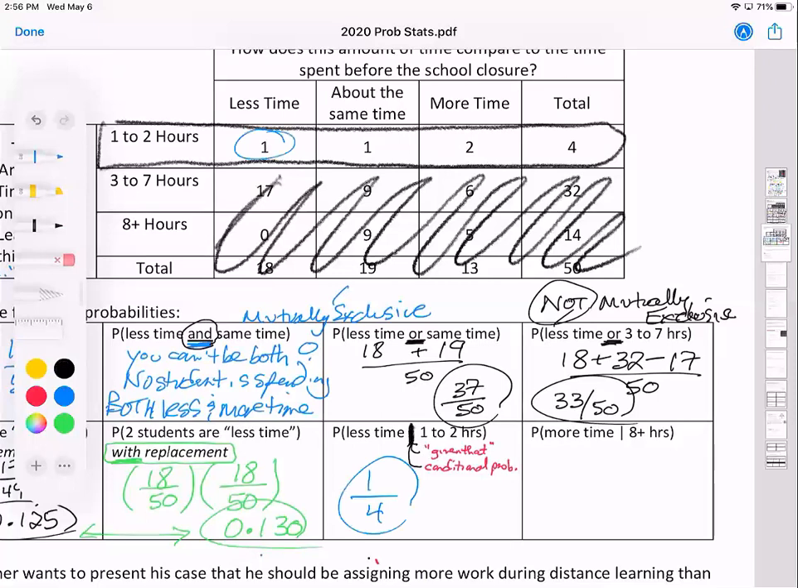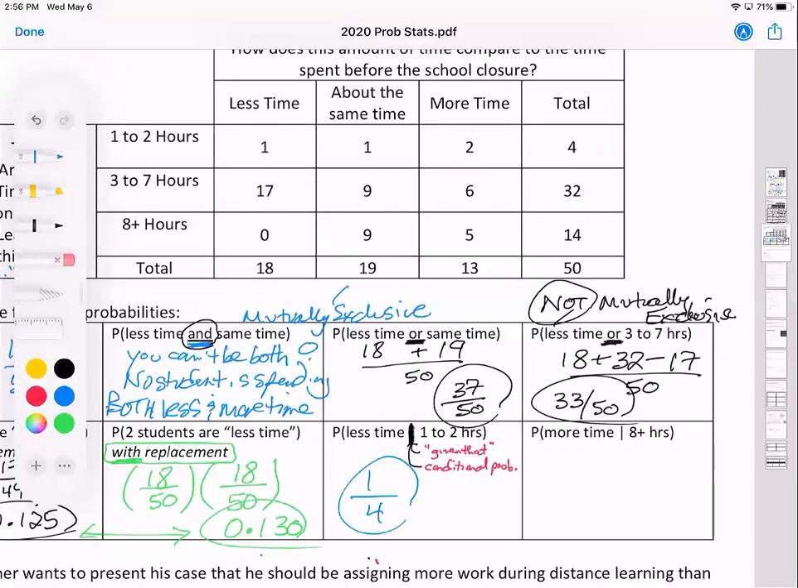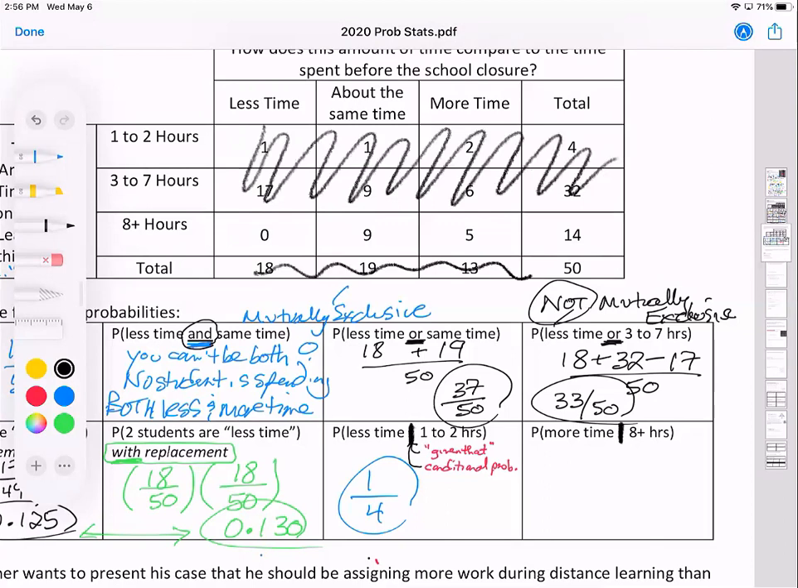Okay, let me erase this. Why don't you pause the video and see, can you answer this next conditional probability? So first, what should we get rid of? Well, our condition is the 8+ hours is what we want. So we're going to get rid of everything that isn't in that row of 8+ hours. So we're just looking at these guys. And more time is what we're looking for. So more time is 5 out of 8+ hours. And there's 14 students who are 8+ hours. So that's our answer. That's our conditional probability.